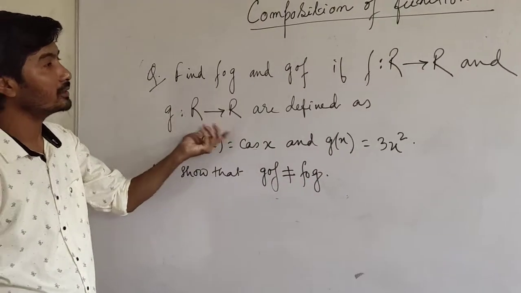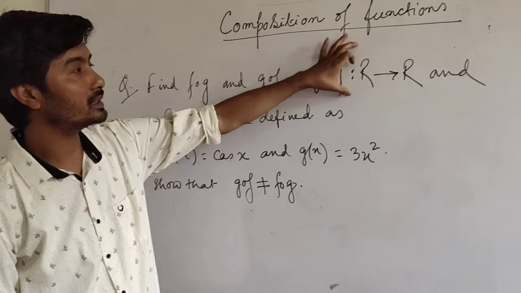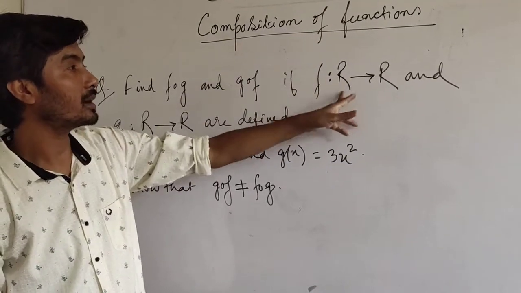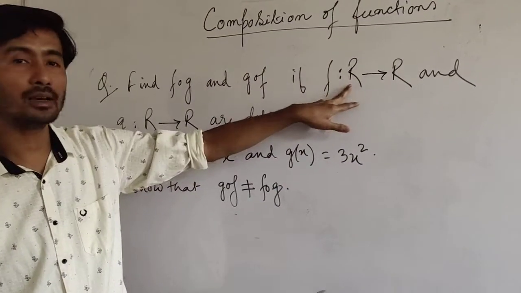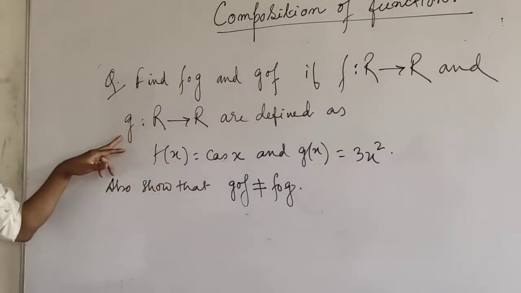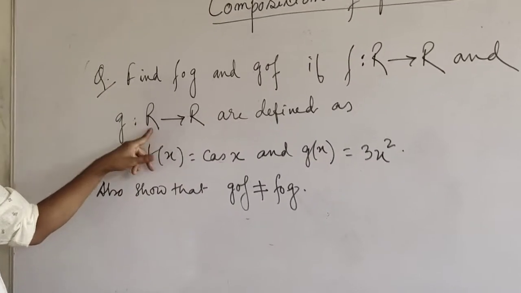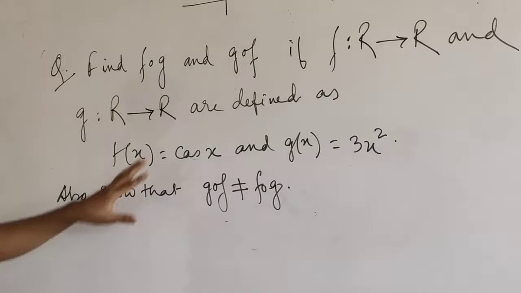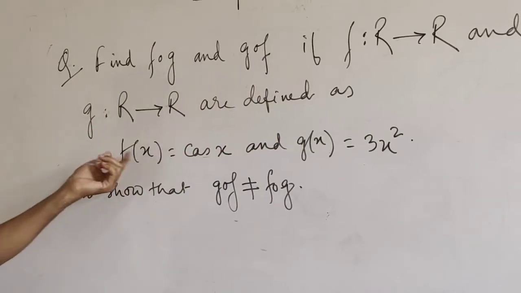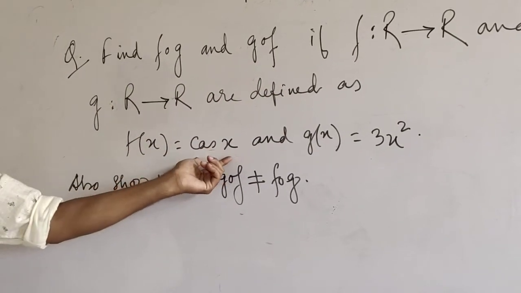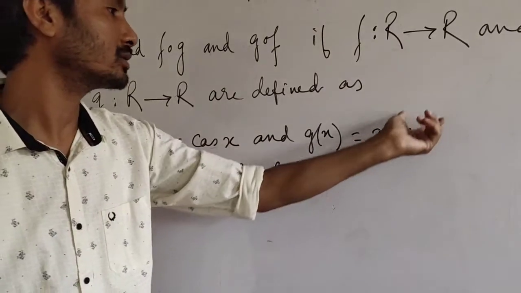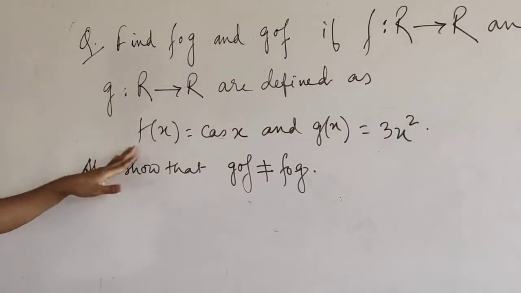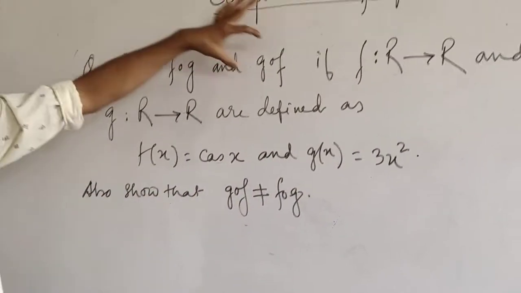So here we are given two functions. The first function is f, a function from R to R, where R is the set of real numbers. The second function is g, which is again a function from the set of real numbers R to R, and the definitions are given in this way: f(x) is cos x and g(x) is 3x to the power 2. We need to find out first g∘f and f∘g.